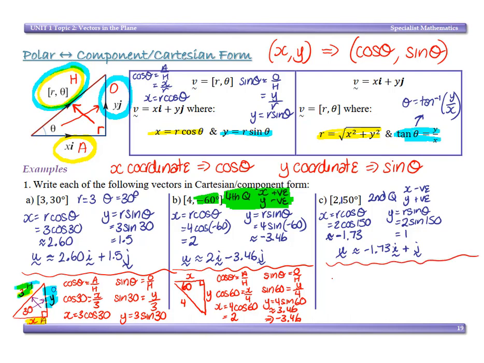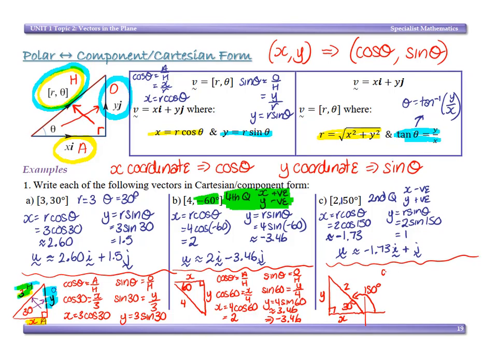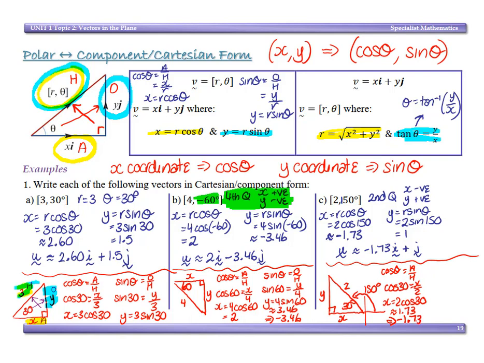If you were to draw the triangle, this is your 150, so that means this angle here is 30, y, x, and our 2. So cos theta is adjacent over hypotenuse. Cos 30 equals x over 2. X equals 2 cos of 30. Now you'll get a positive. You have to remember that it's negative. So if you do it this way, you have to understand what quadrants you're in to be putting that into your formula.